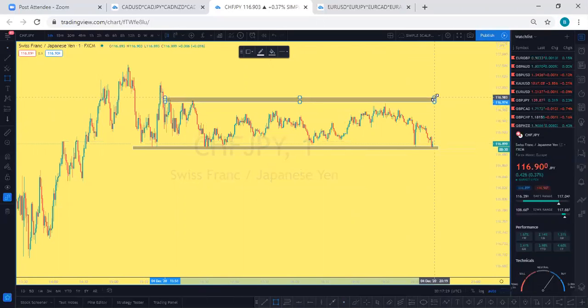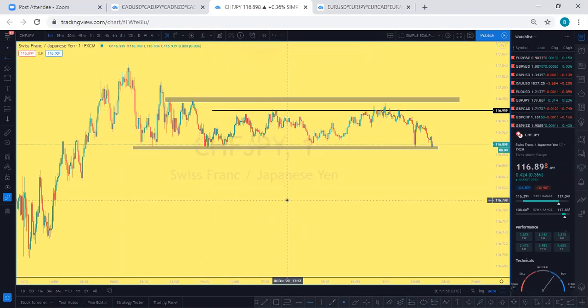I like using this rectangle to draw it. Like I said, I like capturing the wicks. So I can have one resistance here. All right. And I can even have another one, which is the normal line, the line we usually use. I can have another one here, and another one there.